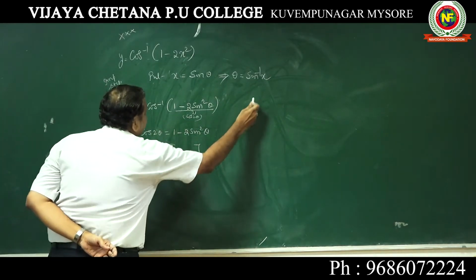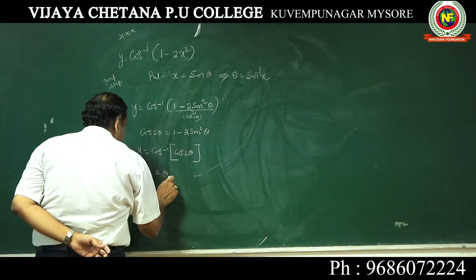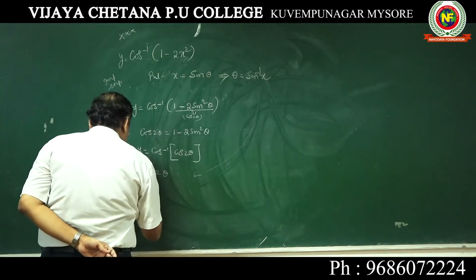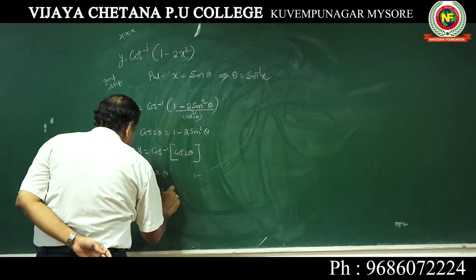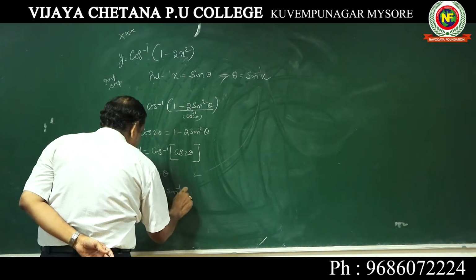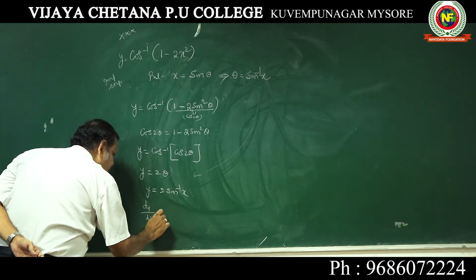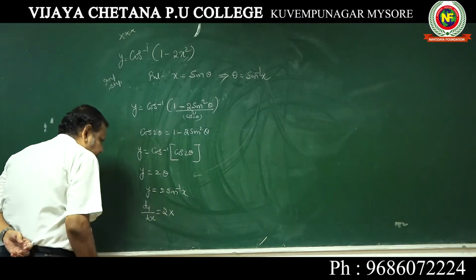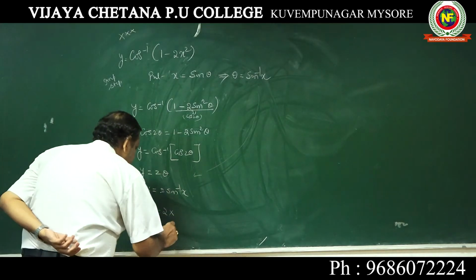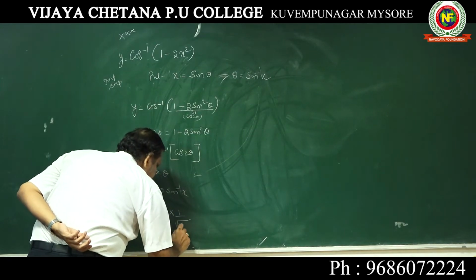And you know what theta is? Don't put cos inverse x blindly. Theta is sin inverse x. Y is equal to 2 sin inverse x, and dy by dx is equal to 2 into 1 over root of 1 minus x square.